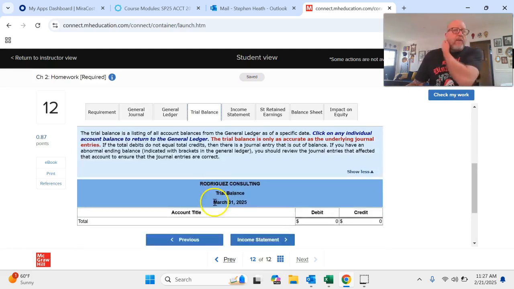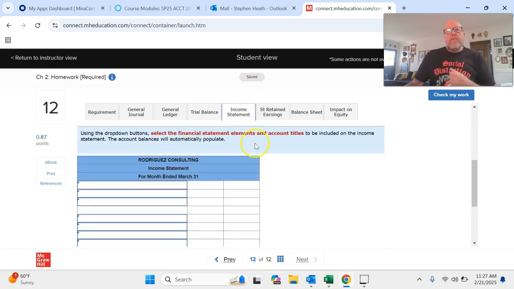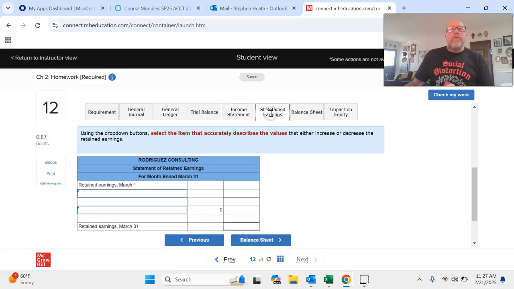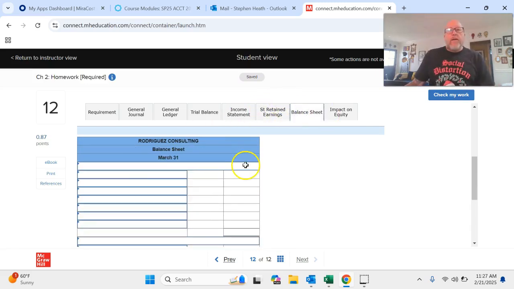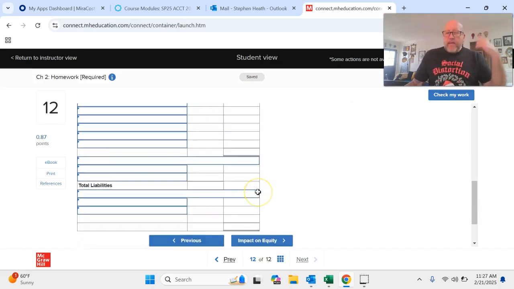Then from the trial balance, we would create the income statement. Then from the trial balance, we would create the statement of retained earnings. And from the income statement, then from the trial balance, we would create the balance sheet. But we would keep in mind that when we got down to retained earnings, we would take those data from the statement of retained earnings.